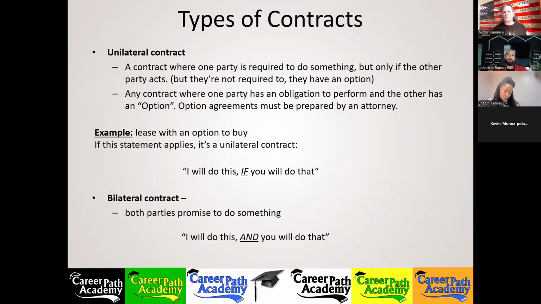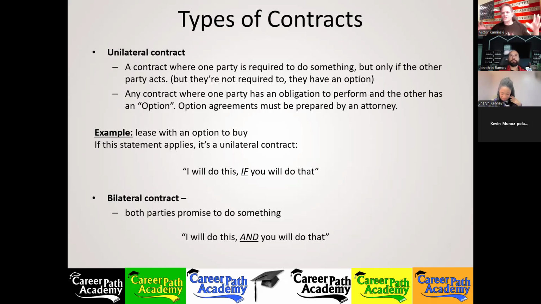Option contracts can only be prepared by attorneys. Like rent to own, would that be considered that? Yeah, because you could have a lease contract to rent. That's one contract. The rent to own part, the option to buy it, is another contract all on its own. And so that option agreement needs to be prepared by attorneys.